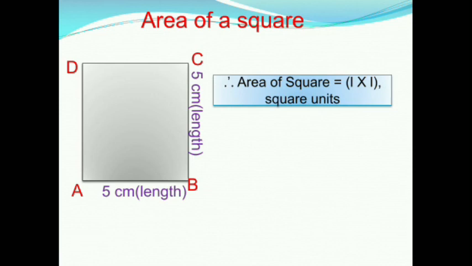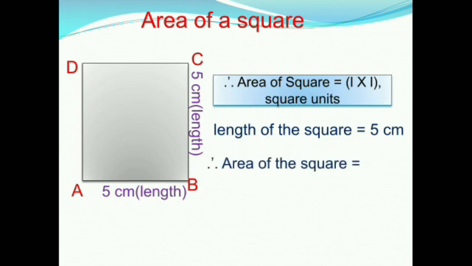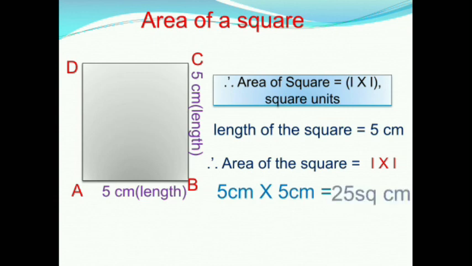Yes, length of the square is equal to 5 centimeter. Therefore, area of the square is equal to L into L. L means length. What is the length? Yes, 5 centimeter. Now we should multiply 5 centimeter by 5 centimeter. 5 5s are 25. Therefore, area of the square is equal to 25 square centimeters.